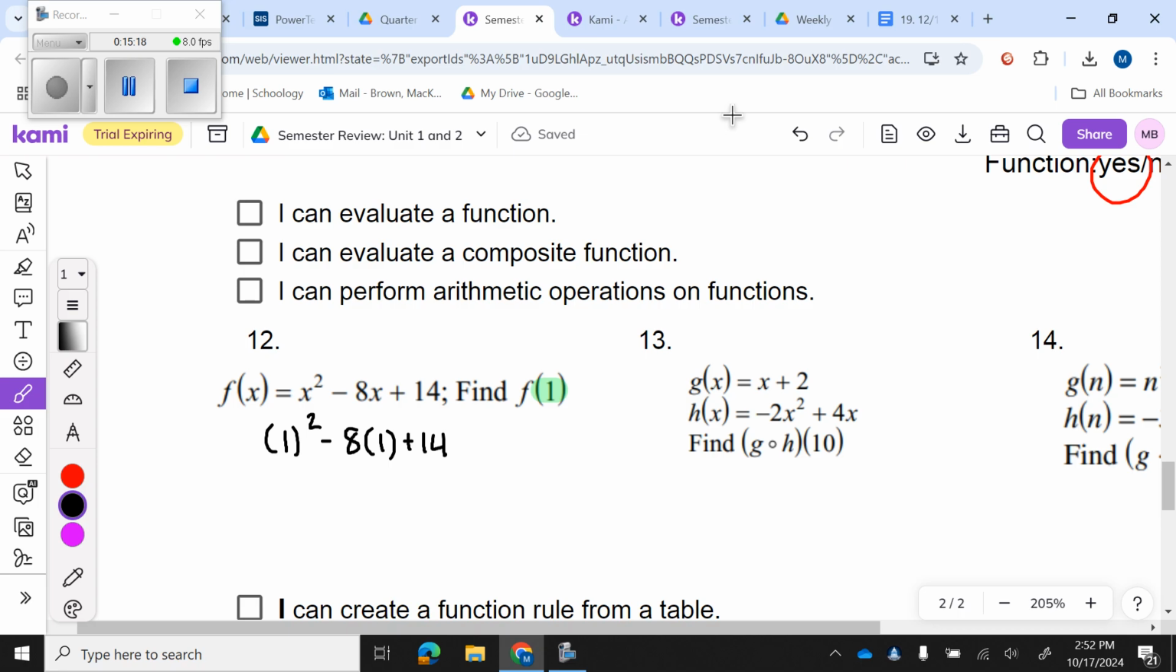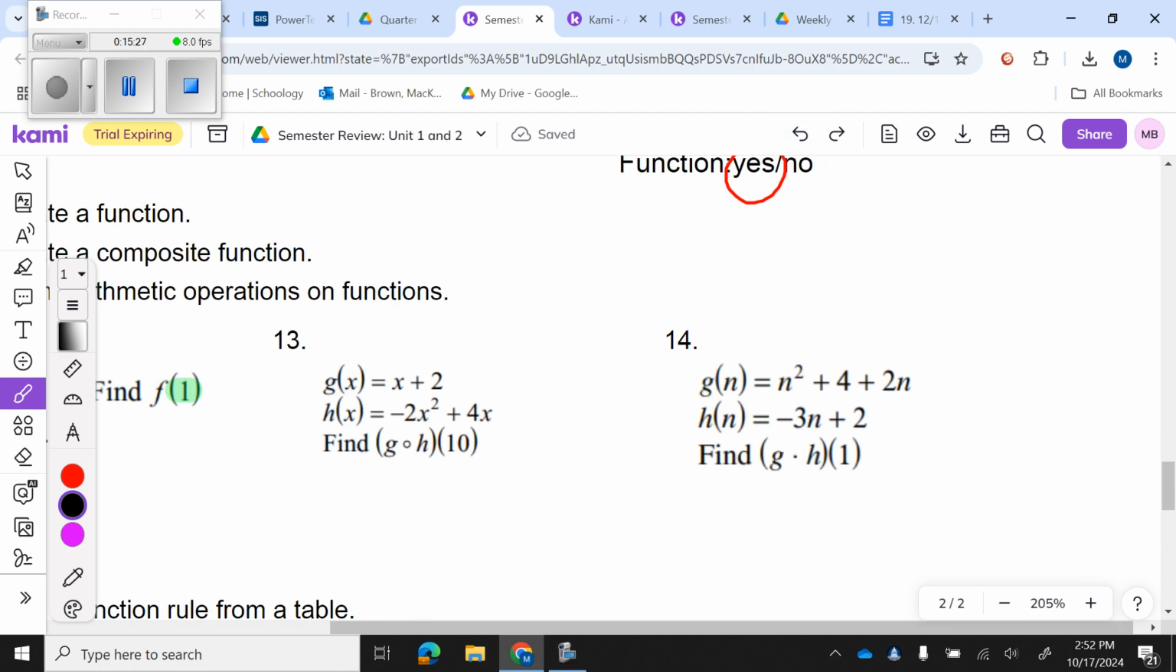And you should get 23. All right, 13 is, sorry, this is spazzing. 13 is a composite function because it's a little circle, and you have to remember that on a composite function, you must start on the inside, and then you go to the outside.